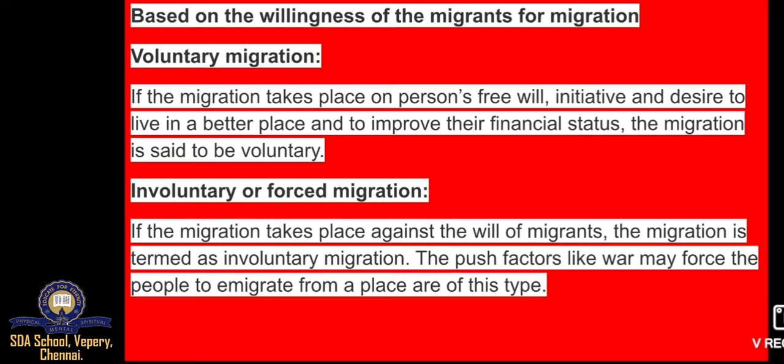And next, involuntary or forced migration. If the migration takes place against the will of migrants, the migration is termed as involuntary migration. Push factors like war may force the people to emigrate from a place.